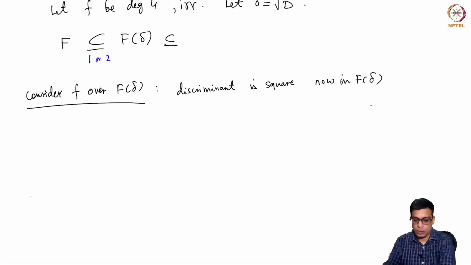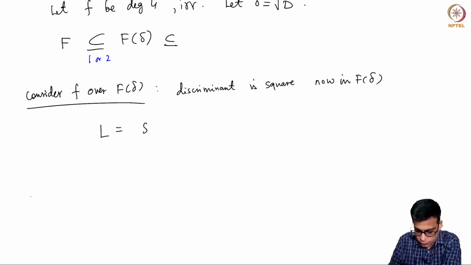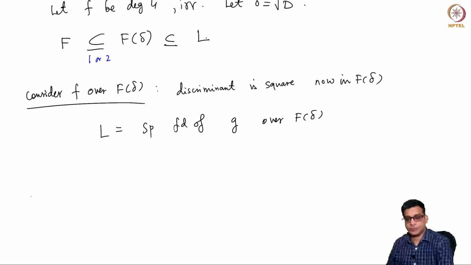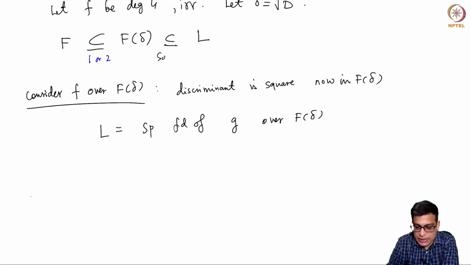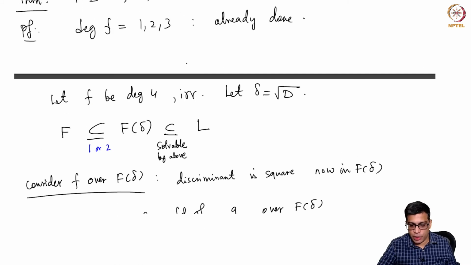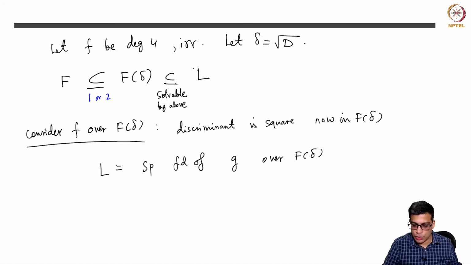Okay. So now take the splitting field of the resolvent cubic over f delta. So you have L here. Now this is a degree 3 polynomial over the field f delta, so this is solvable by case 3, right? Because we have already taken care of degree 3 polynomials. So this being the splitting field of a degree 3 polynomial is solvable.